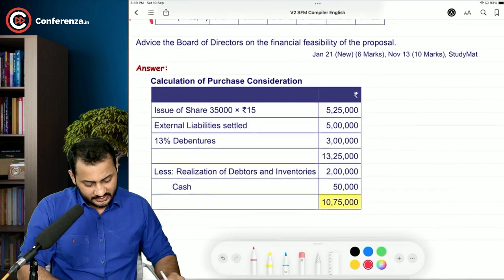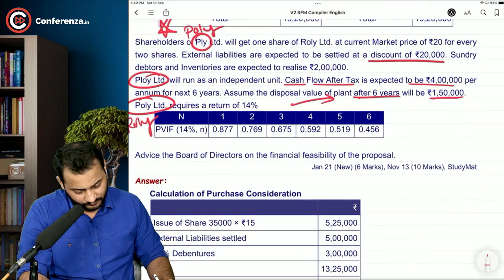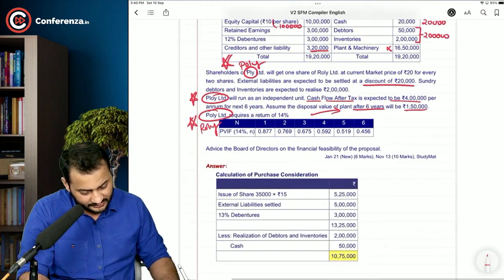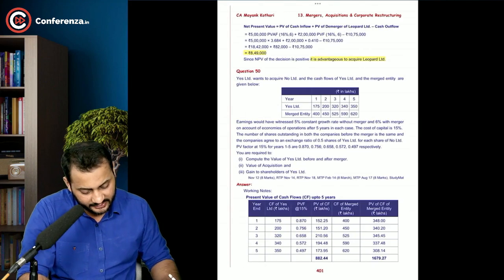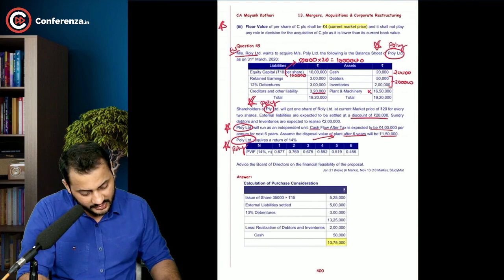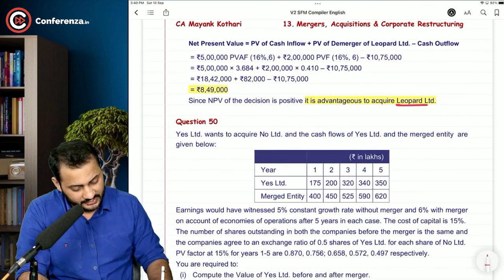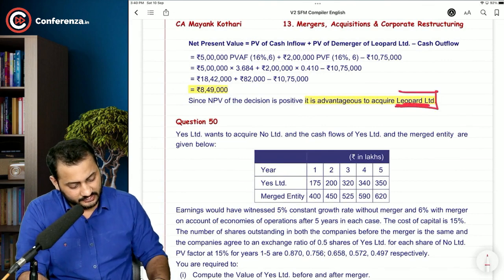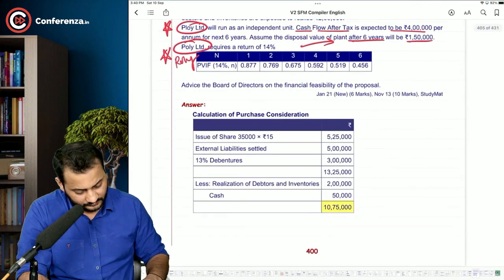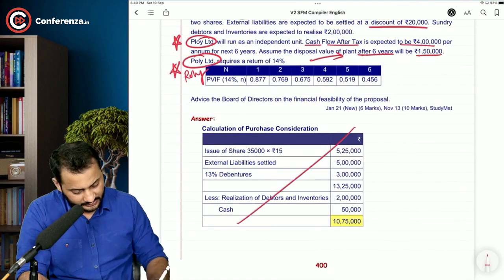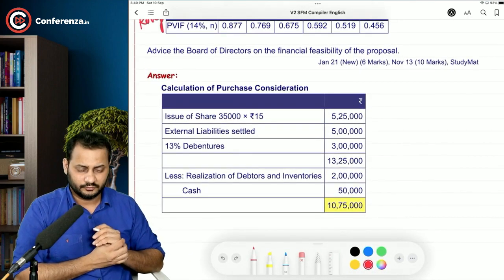Okay, let's have a look at the answer now. So we have external liabilities. I think the answer is different. The answer of a different question is being pasted here. 5 lakh, yes, Leopard Limited. See, that's a mistake from my side. I will do the correction. The entire answer is different now. I will request you to change the answer. Instead, change the values here. Make the corrections.